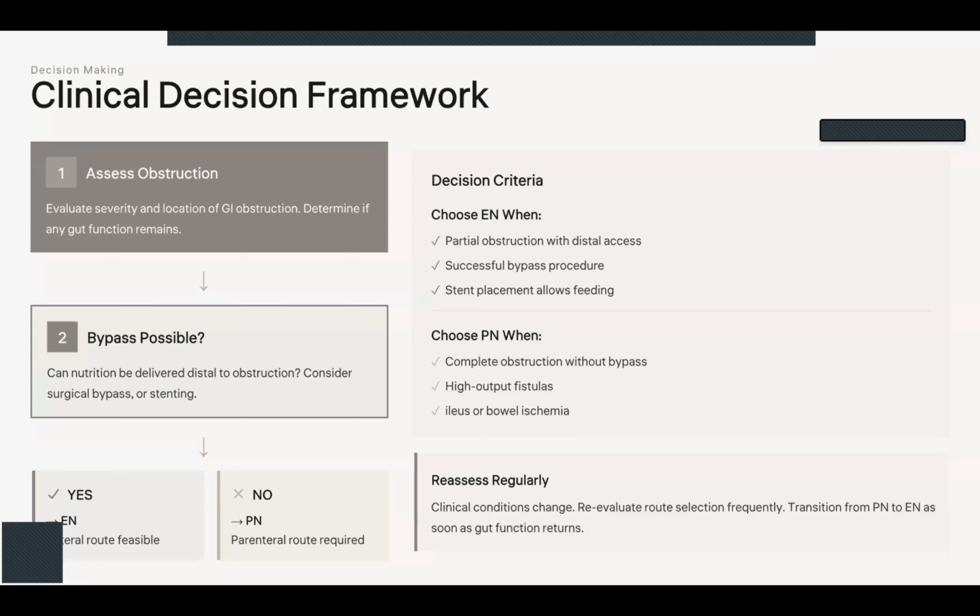It is also important to reassess the patient regularly as clinical condition can change, allowing transition from parenteral nutrition to enteral feeding. Ultimately, enteral nutrition is preferred in partial obstruction or when bypass is feasible, while parenteral nutrition is reserved for complete obstruction or non-functional gut status. But remember, these decisions are dynamic and must always be individualized.